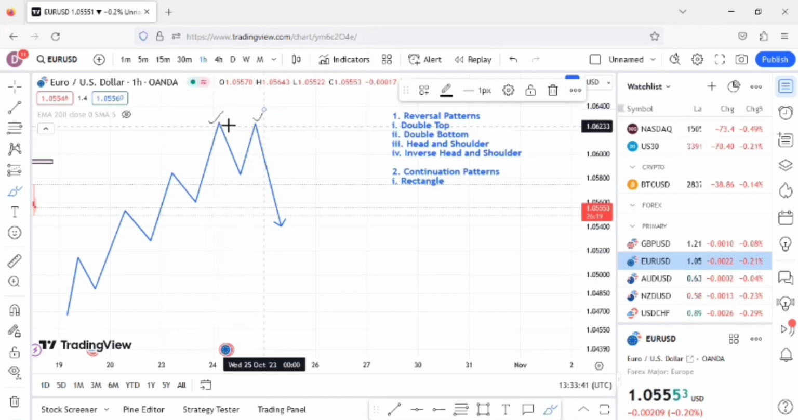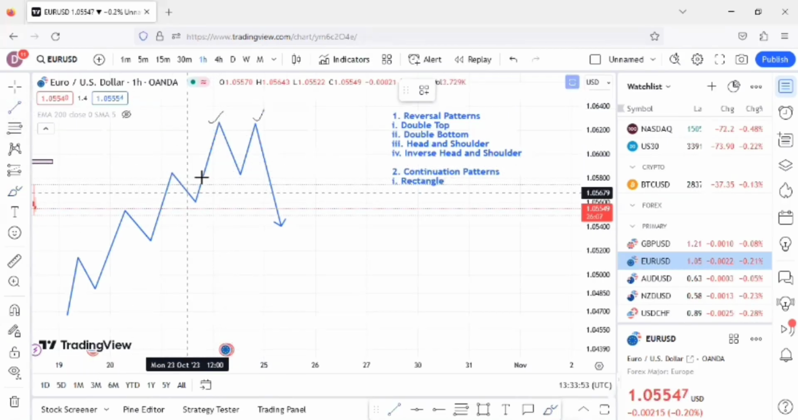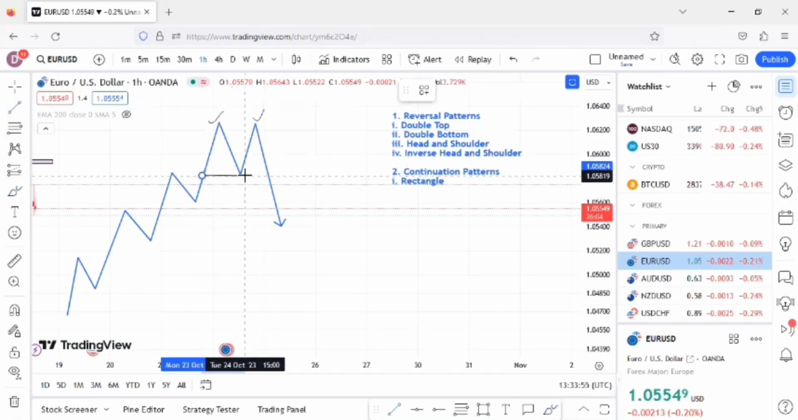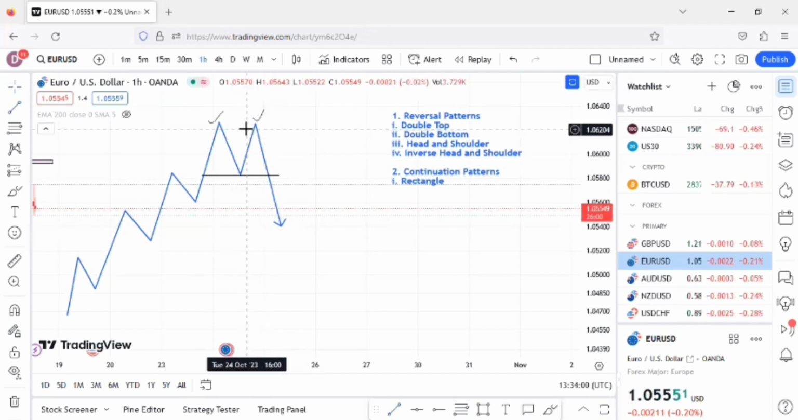So the moment you see this pattern here, be preparing. If you have any position, begin to close them. The buy position, begin to close them. Then we call this place a neckline. I'm going to explain later how you make use of them. So this is a double top pattern.